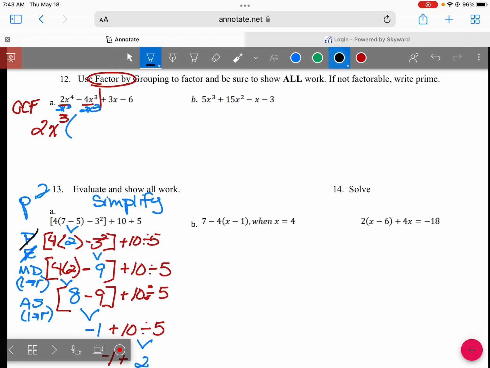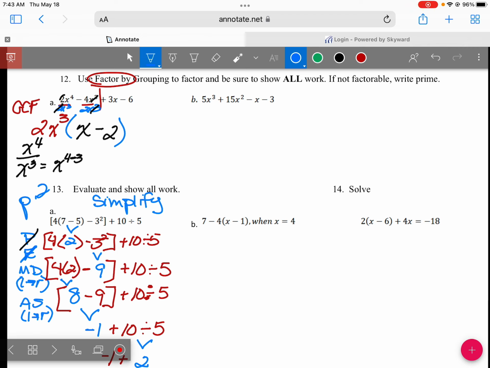So 2 divided by 2 simplifies out. X to the 4th divided by x to the 3rd. When you divide and have the same base, you subtract. So that is x is what is left there, minus 4 divided by 2 is 2, and x to the 3rd divided by x to the 3rd simplifies out.